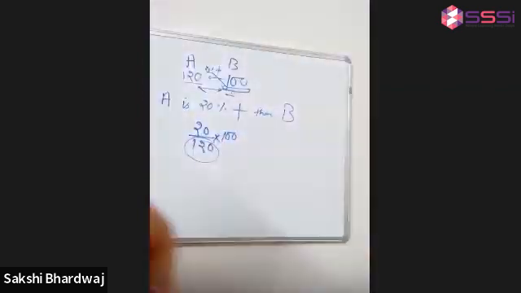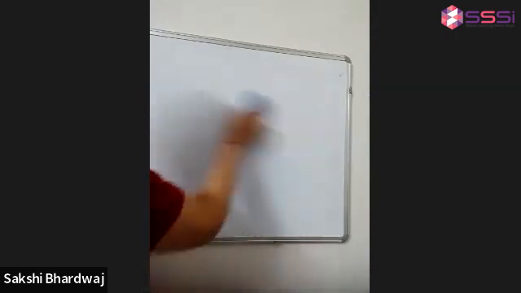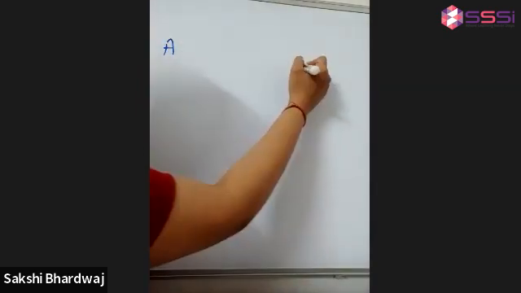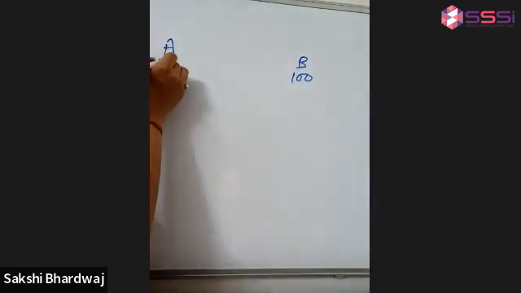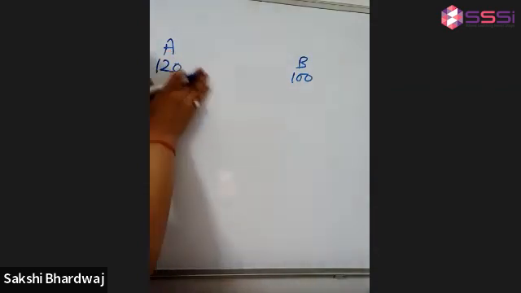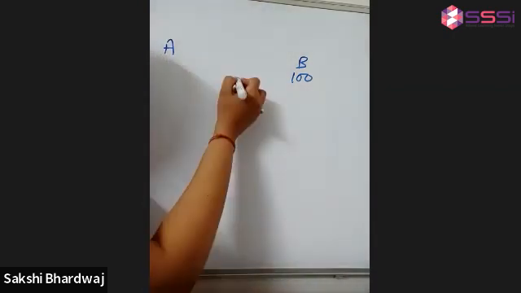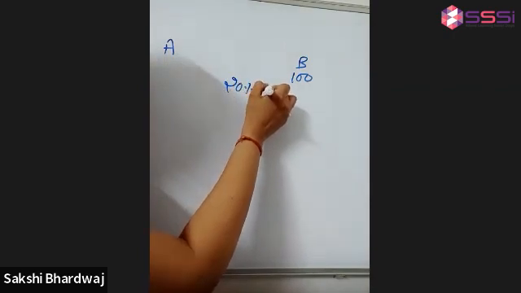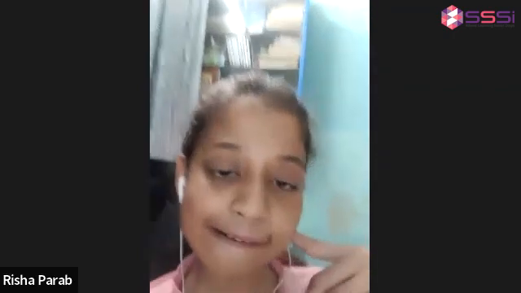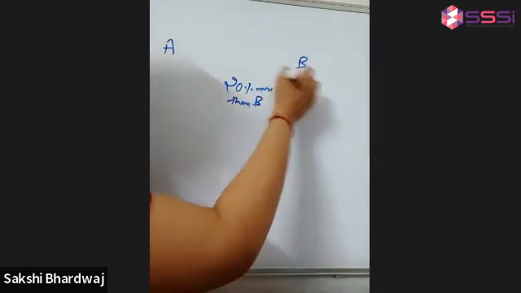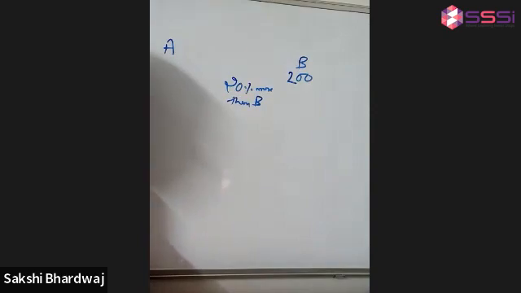If I say A is 20% more than B, we know we have 100. So 20% of what? Suppose B has 200. Now we take 20% of 200.